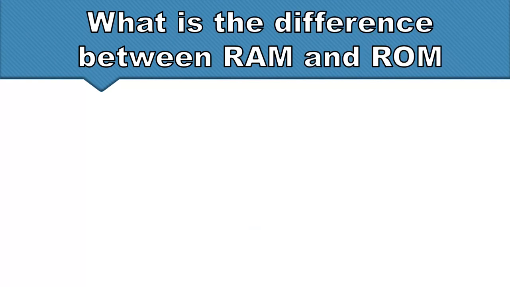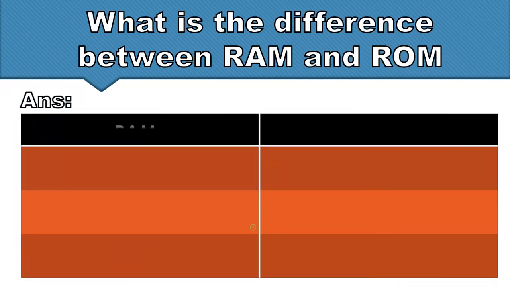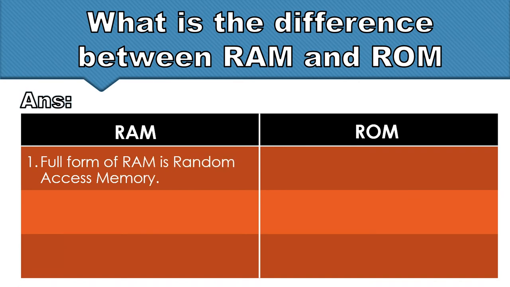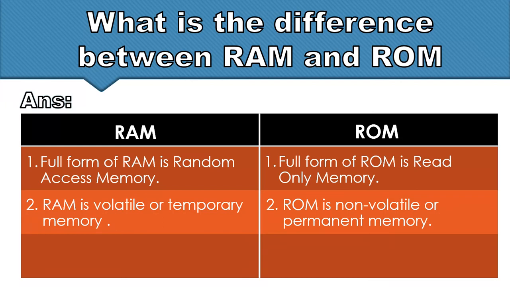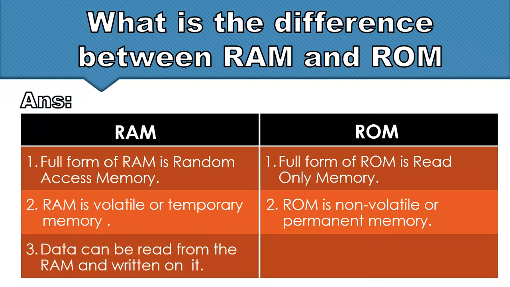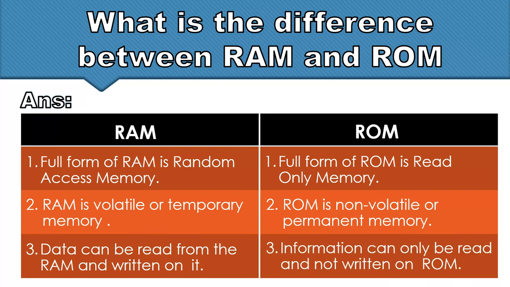Now, what is the difference between RAM and ROM? Very important question. The full form of RAM is random access memory and ROM is read-only memory. RAM is volatile or temporary memory and ROM is non-volatile or permanent memory. Data can be read from the RAM and written onto it, and information can only be read and not written on ROM. These are the two distinctions.